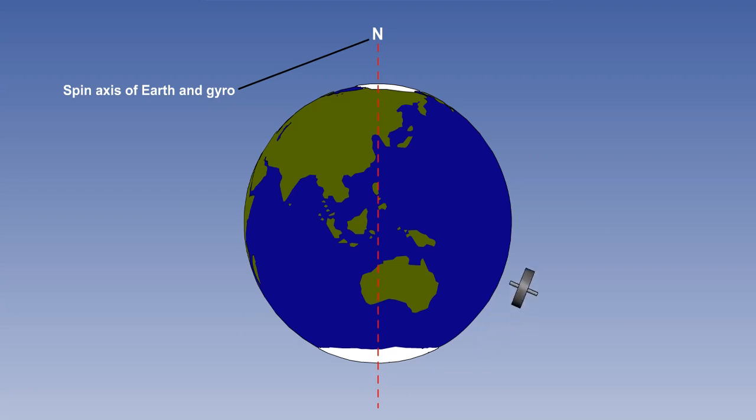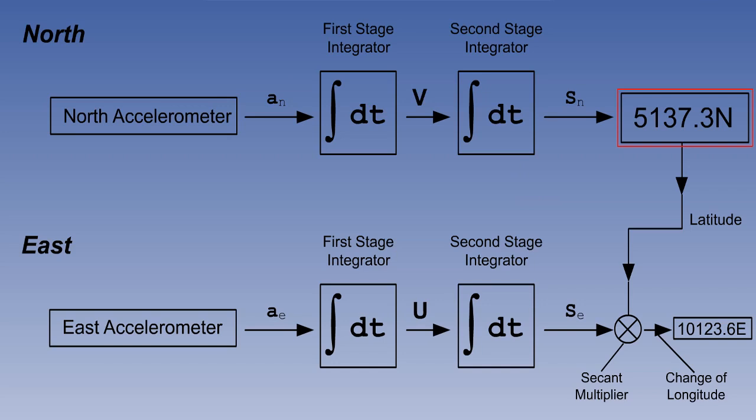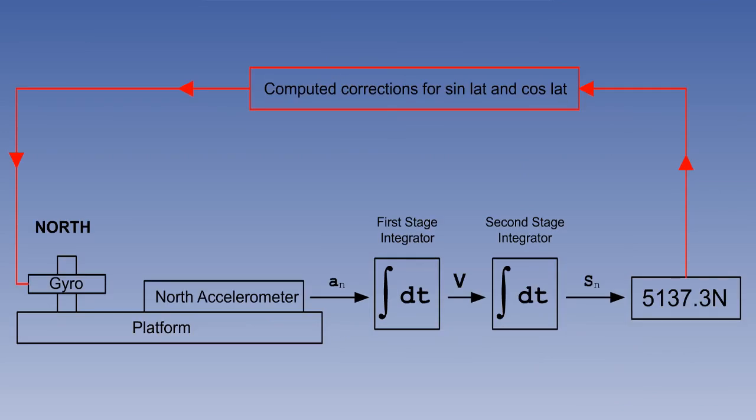Corrections for Earth rate based on the sine and cosine of the latitude therefore need to be computed and passed back to the platform in order to keep it level as the Earth rotates. Fortunately, latitude is being constantly updated in the North Channel. All we have to do is constantly feed the latitude to a computer which continuously calculates 15 degrees times sine latitude and 15 degrees times cosine latitude per hour, and pass it to the appropriate channel of the platform.